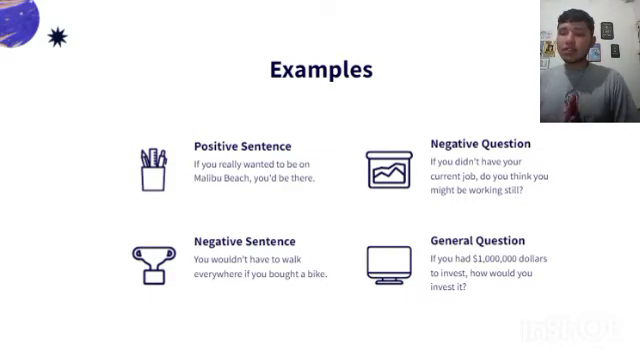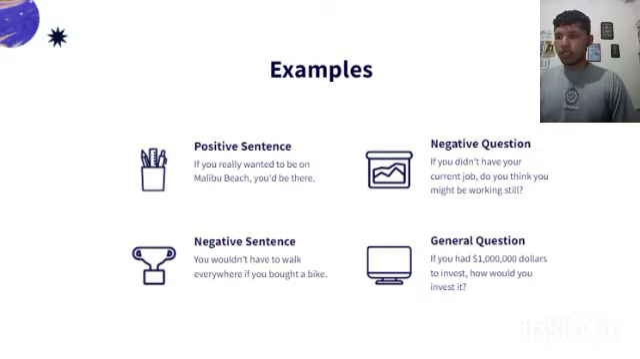The negative sentence. You would have to walk everywhere if you bought a bike. The condition is one of the past. That action cannot be changed because we're talking about the past. That's why we say that it's really impossible for that condition to actually happen.